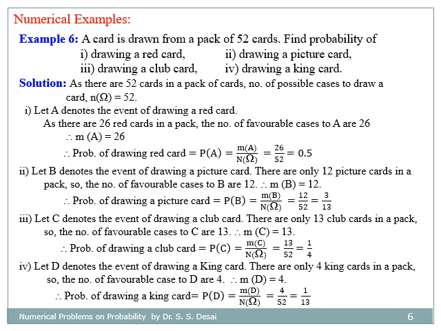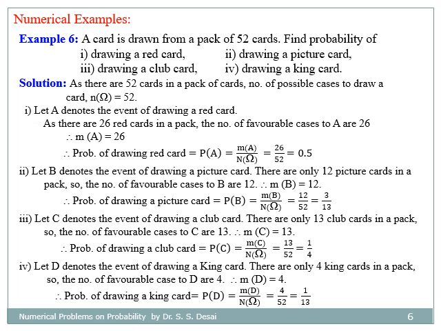So this is the example related to cards. A card is drawn from a pack of 52 cards. Find the probability of getting, first part, drawing a red card, second part, drawing a picture card, third part, drawing a club card, and last part, drawing a king card. Now, as there are 52 cards in a pack, the number of possible cases to draw a card is 52. Therefore, n(Ω) is equal to 52.